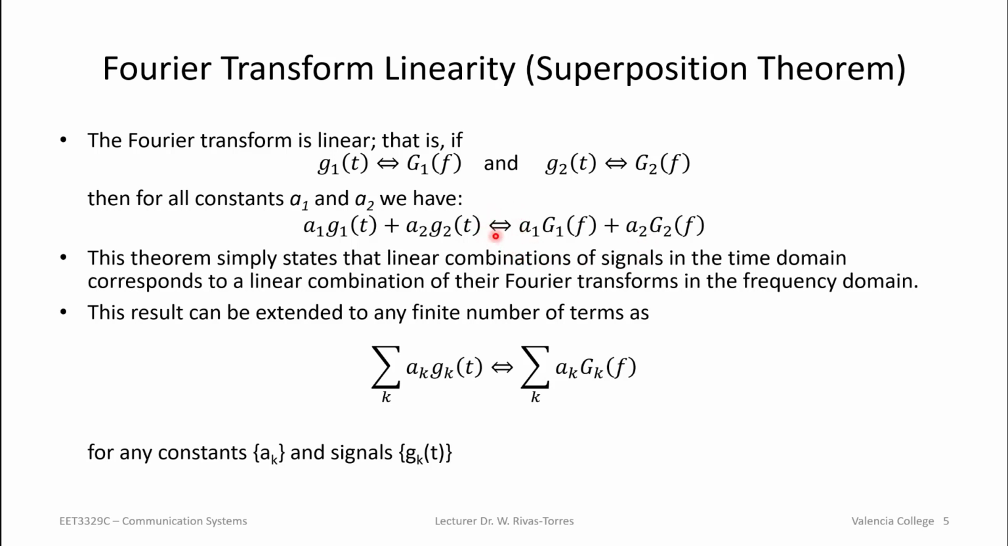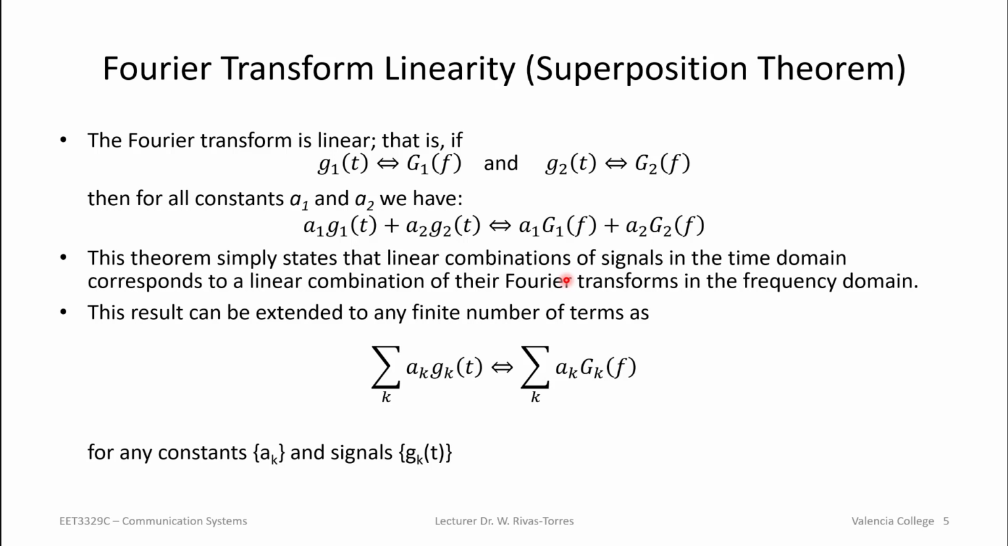You'll notice this double arrow in the rest of the lecture. That means the Fourier transform. So we're going from the time domain to the frequency domain through the Fourier transform. Okay, so what the linearity property of the Fourier transform tells us is that the linear combination of the signals in the time domain corresponds to the linear combination of the Fourier transforms in the frequency domain.